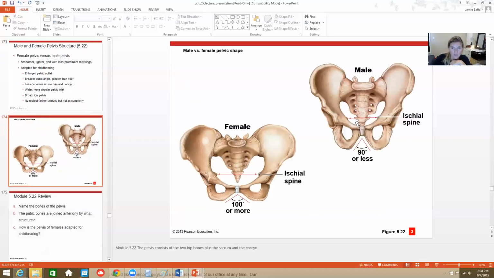So you can see the difference here. This is much bigger and wider. Males look more upright. Again, this would be curving inward. This one curves outward. Look at the size of this pubic outlet here, much bigger than here, which is considerably smaller.